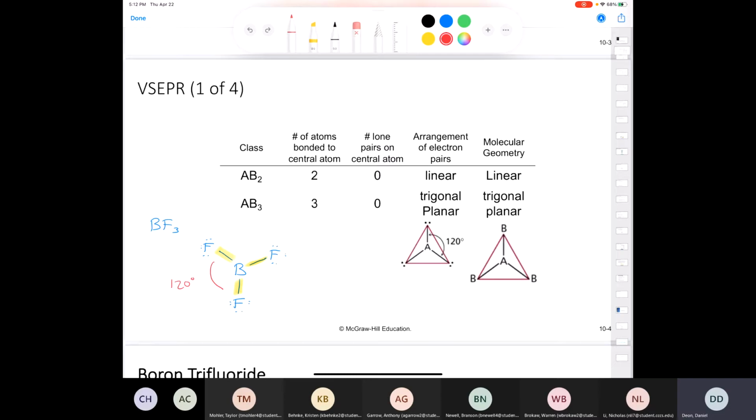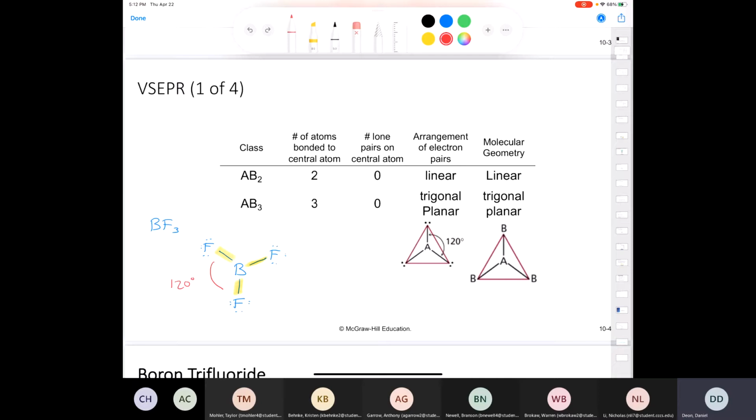And since I have no lone pairs, right? I'm still talking about no lone pairs anywhere. My electron geometry, or my arrangement of electron pairs, is the same as my molecular geometry, which is trigonal planar. So now we've covered two molecular geometries. Central atom with two atoms, linear. Central atom with three atoms and no lone pairs, of course, trigonal planar. Well, I have a question for you.